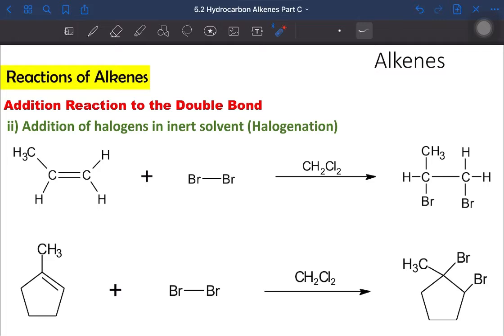So the reaction between bromine or chlorine with alkene is called an electrophilic addition, because the bromine and the chlorine molecule is an electrophilic reagent and it is added to the double bond during the reaction. Alright, so bromine has a reddish brown color. Upon reaction with alkene, the color of the bromine will be decolorized.